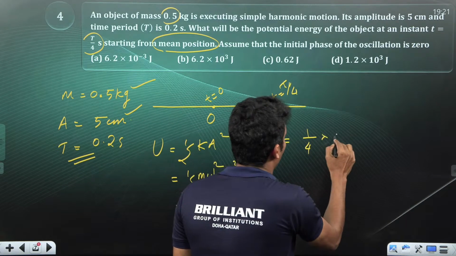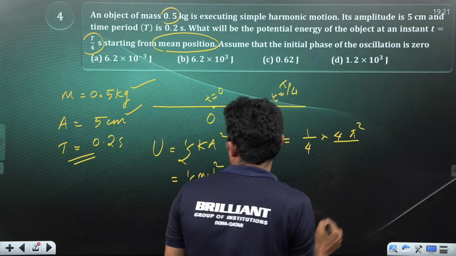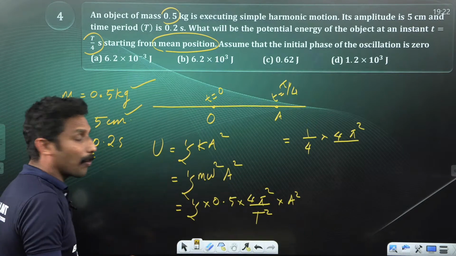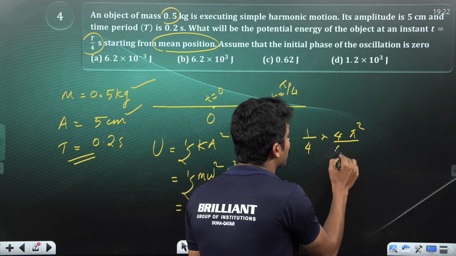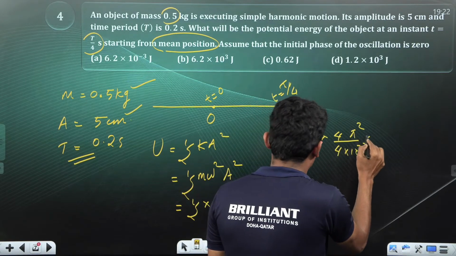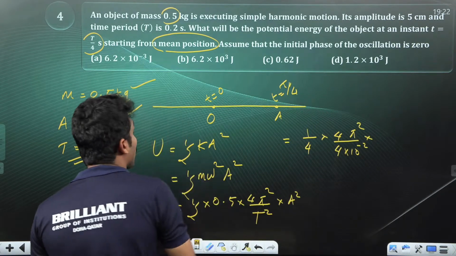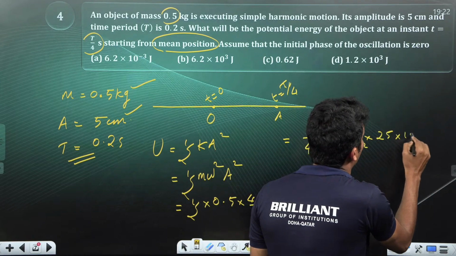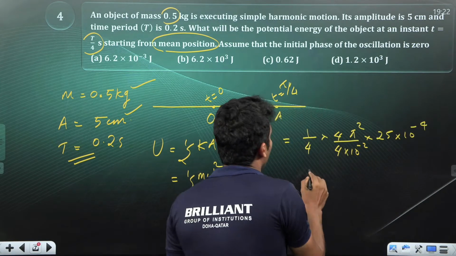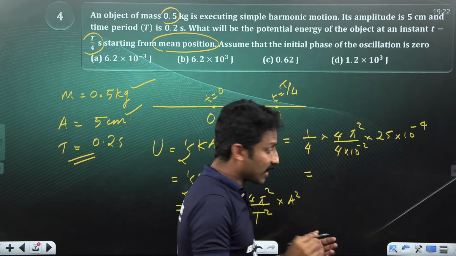Okay, now 4 into pi square divided by, what is this time period given? 0.2. 0.2 is 2 into 10 raised to minus 1. Its square is 4 into 10 raised to minus 2. Okay, now amplitude is 5 centimeter. 5 centimeter square is 25 into 10 raised to minus 4. Okay, this is the answer of the question.